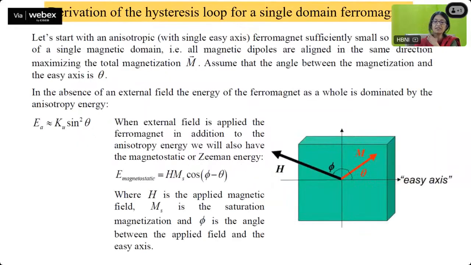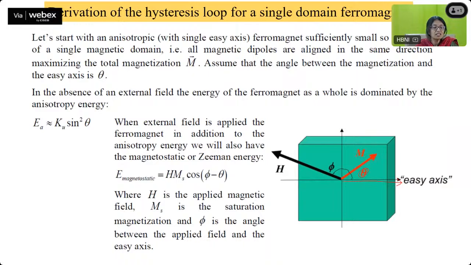So now we will derive the hysteresis loop for a single domain ferromagnet. We'll start with an anisotropic ferromagnet sufficiently small, so it consists of a single magnetic domain. So you have a single magnetic domain, that is, all the magnetic dipoles are aligned in the same direction, maximizing the total magnetization M. Assuming that the angle between the magnetization and the easy axis is theta, this is how it looks. This is your easy axis, as you can see over here. This is the angle theta which is given, and this is your magnetization direction.